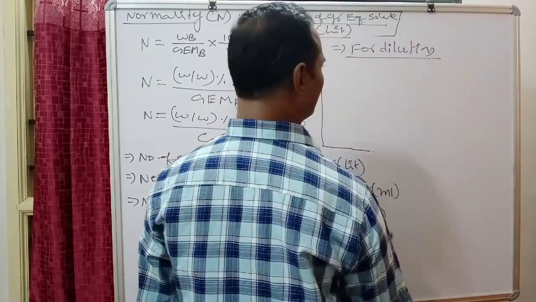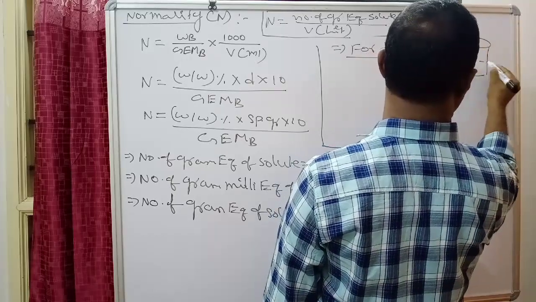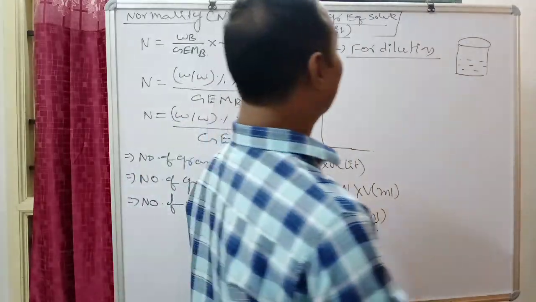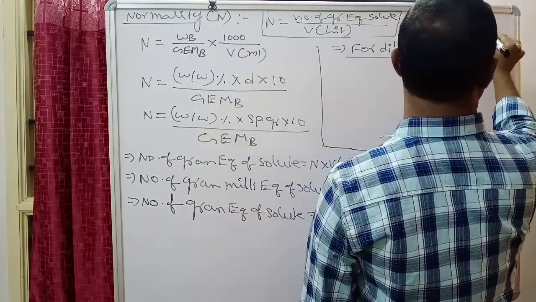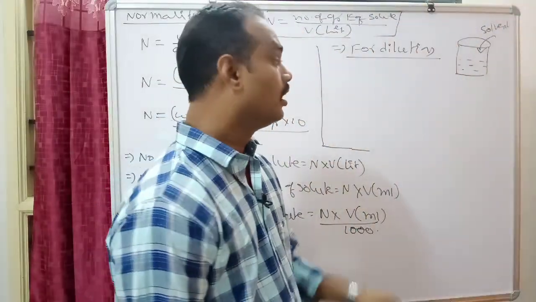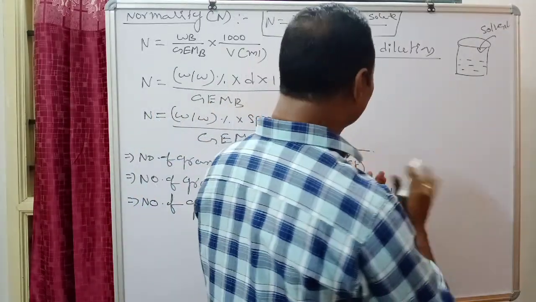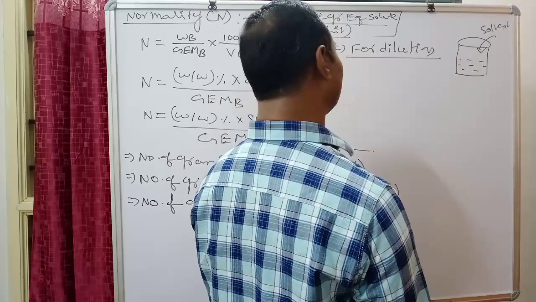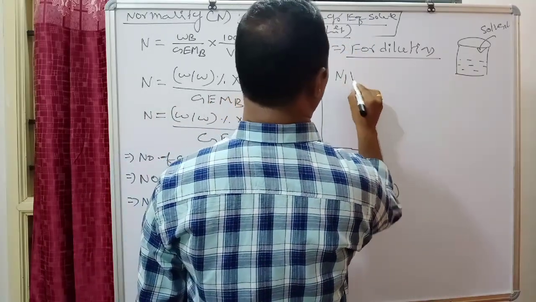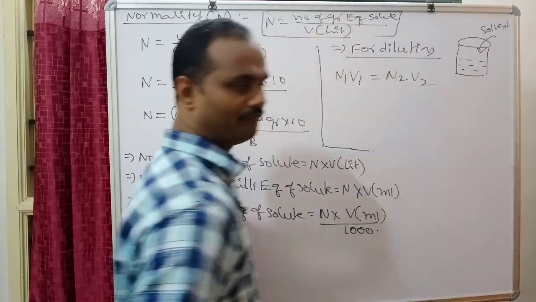Dilution means we take a solution of a certain concentration and add some additional amount of solvent to it. When solvent is added to the solution, the concentration decreases. Is it clear? To calculate the final concentration in this case, which formula are we using? N1 V1 is equal to N2 V2.